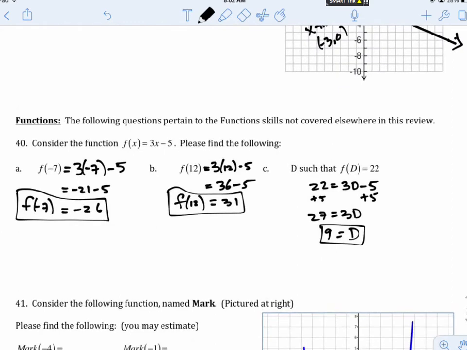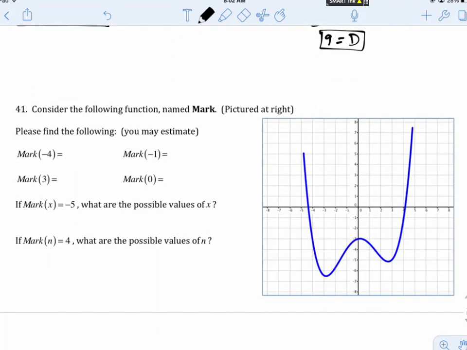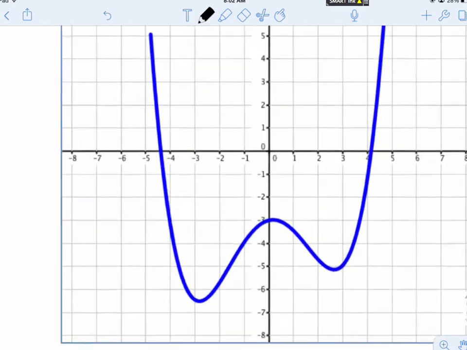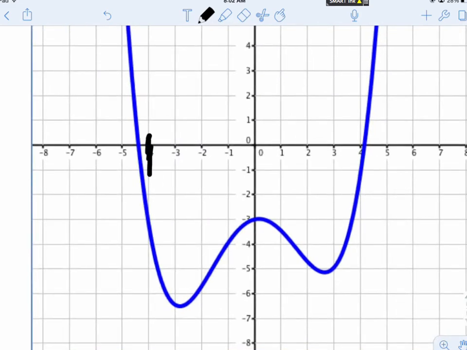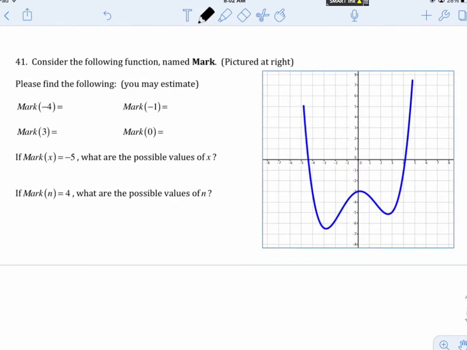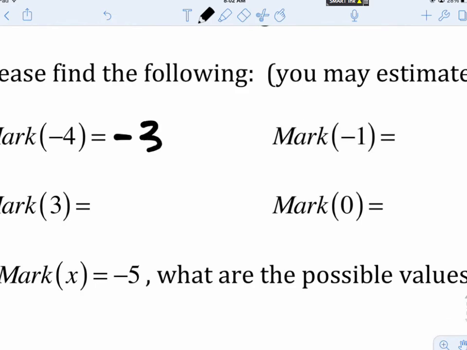All right, last one. So here we go. Here we've got a function's graph, and that function's name is mark. And we need to find all of these input-output pairs, all this information. So for instance, mark of -4, it's just saying if -4 is the input, what is the output? Well, let's take a look. So if -4 is the input, let's see what happens. Okay, we'll drag it. It looks like -3 would be the output. So I would say that mark of -4 is -3.